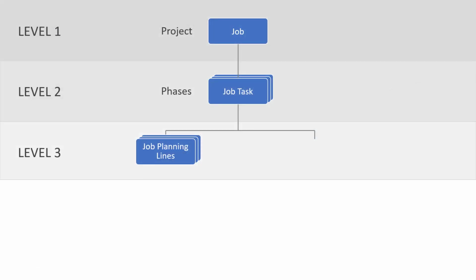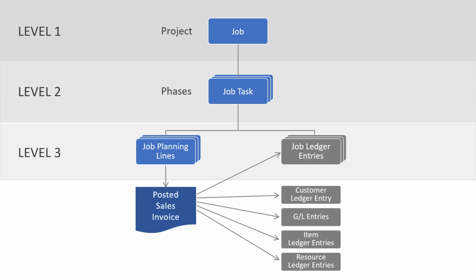So here I'm back at the job hierarchy. We have our job task, and then our job planning lines. Based on our job planning lines, we can create a sales invoice. When we create it at first, it will be a draft invoice, but when we post it, several different ledger entries can be created based on this invoice.